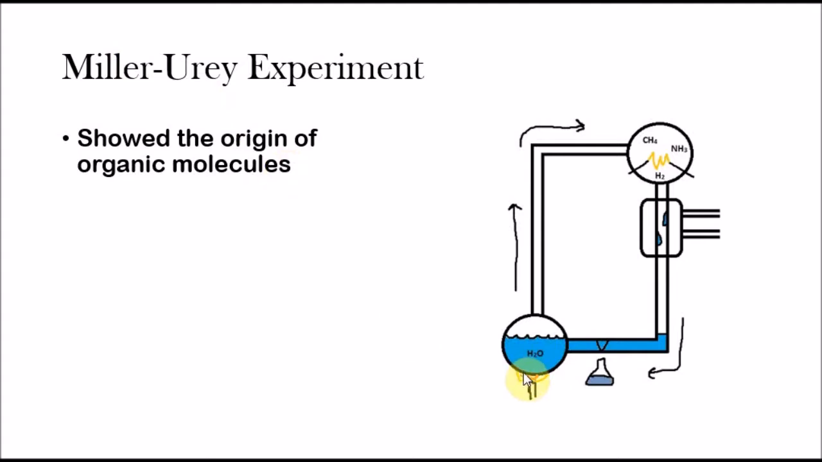If you look here, you have water, and it's being heated. This demonstrates the oceans. As that water is heated, it turns into water vapor, a gas. There, it interacts with CH4, NH3, and H2. This is methane, this is ammonia, and this is hydrogen gas. The spark that they used in this experiment represents lightning. When that happens, the water, CH4, NH3, and H2 react, and when it gets cooled down, it's released here in this little beaker.